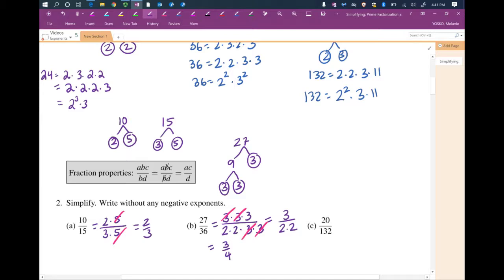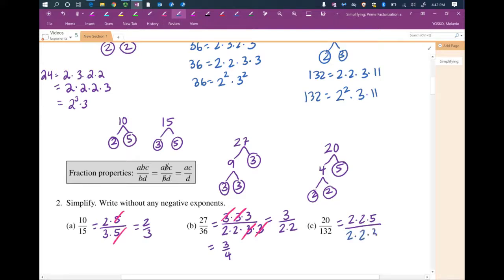Okay, let's keep going. 20. We did not find the prime factorization of 20. So 20 is 4 times 5. 5 is prime. I can circle it, right? Then we factor 4. 4 is 2 times 2. So in the numerator, I can write 2 times 2 times 5. In the denominator, I'm going to write the factors of 132. I did those earlier, right? They're right here.